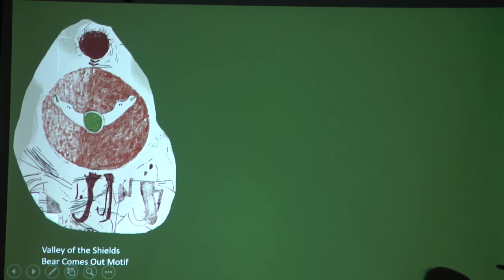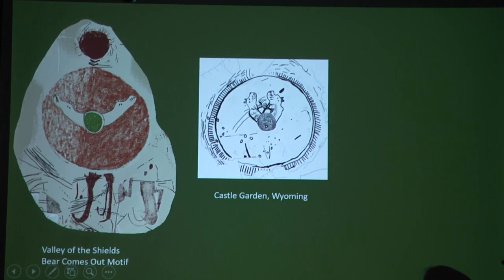Curiously enough, if we go down to Castle Garden, the site that I said we named these shields for, at that very site, you'll discover this same thing. Look at this, it's got green ears. We've got two bears coming out of the same den. This is one of the ways that we can definitely interlink this style, the Castle Garden style, what we have at Valley of the Shields, with the site at Castle Gardens. We have the bear comes out motif.